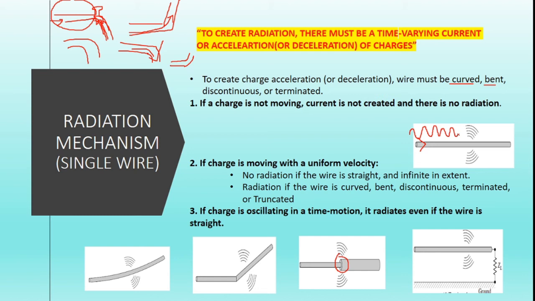The first one: if the wire is just straight without any movement of charges, there will not be radiation. Next, if the charge moves with uniform velocity and the wire is straight, once again there will not be any radiation. But if we have a bend or a curve or some discontinuity or some termination, in that case radiation will be initiated. And the fourth case: even if the wire is straight but the charge itself is oscillating in time, then radiation will be created.